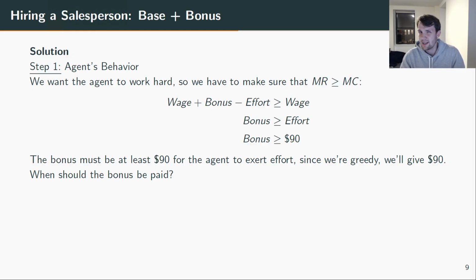And since we're greedy, or we want to maximize our own keepings, we're going to give exactly 90. We could give more and then things look a little different. You can try that one at home. But we're just going to say we're going to pay 90.